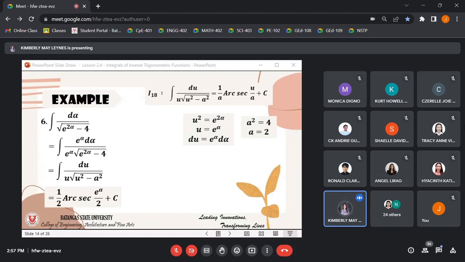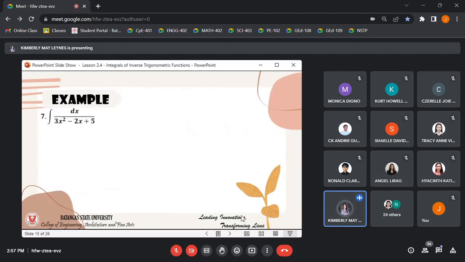Okay. So, I think wala naman per se tayo sa number 7, integral ni dx over 3x squared minus 2x plus 5. So may mapapansin tayo sa ating denominator. The denominator is consist of trinomial.